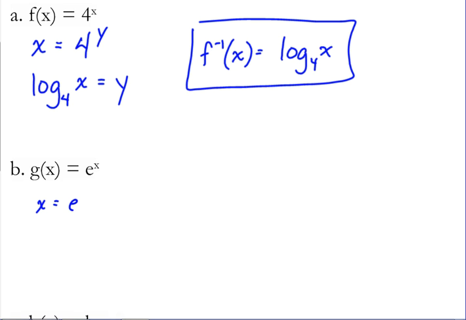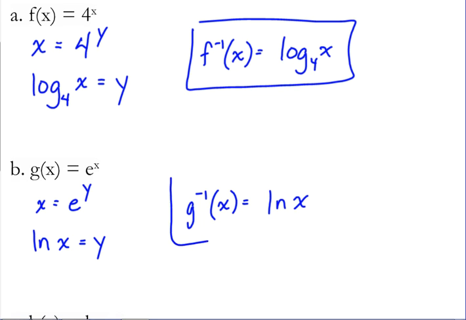Okay, let's look at B. When we switch x and y, we get x equals e to the y. Again, to get the y out of the exponent, we write it in logarithmic form. We kind of breezed over this part, but if the base is e, we use the ln instead of the log. Only when the base is e, we use the ln instead of the log, and we don't have to put the base. Just like if you see the log without a base, it's understood to be what? 10. If you see the ln, the base is always e. So g inverse of x here is the ln of x, the natural log of x.